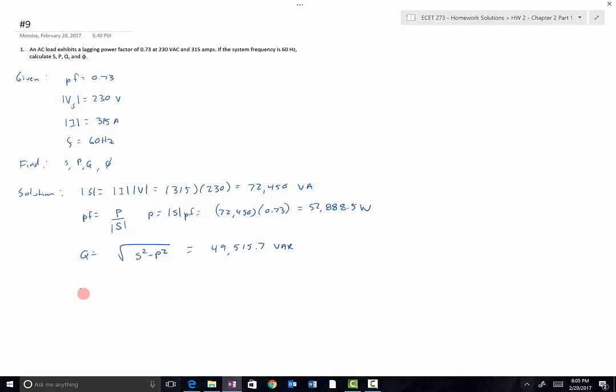The power factor angle is just going to be the inverse cosine of the power factor, and that's going to be inverse cosine of 0.73, and that's 43.11 degrees. So if we were to combine all that into a power triangle, it would look like this. Don't think it asked for that, but it's always fun to do.